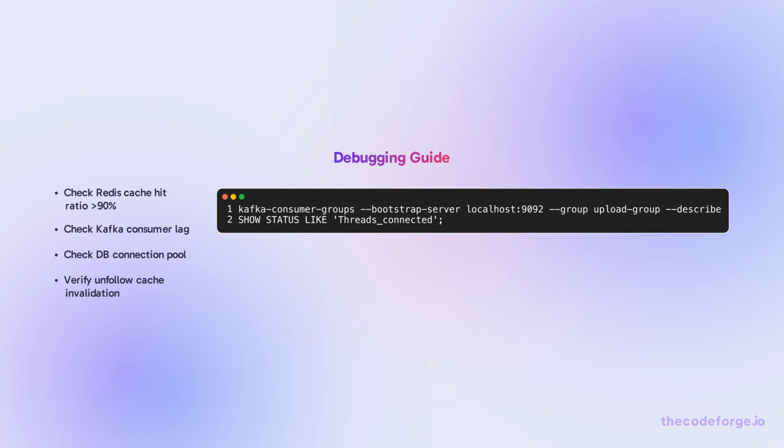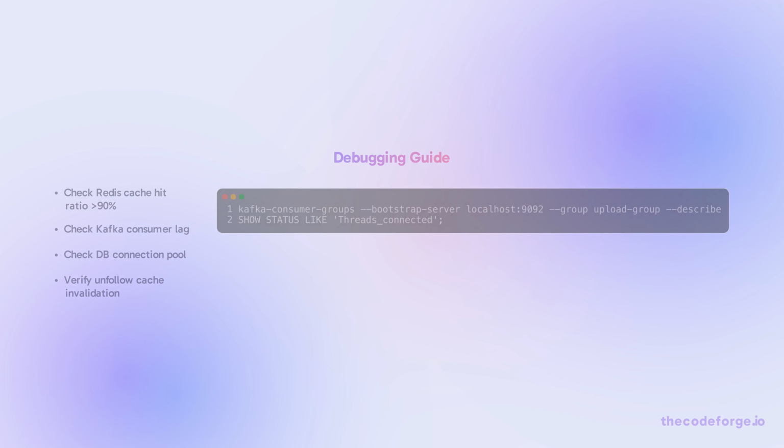To debug feed issues, first check Redis cache hit ratio. If low, look for cache stampede. Check Kafka consumer lag to see if uploads are backing up. Also check the DB connection pool with SHOW STATUS LIKE 'Threads_connected'. For stale feeds, verify unfollow triggers cache invalidation.